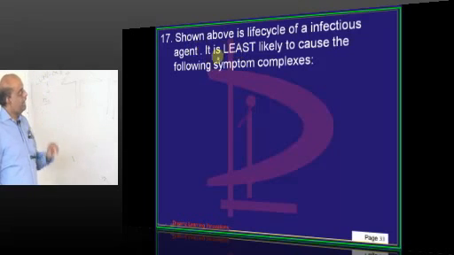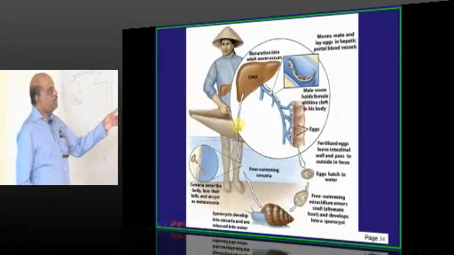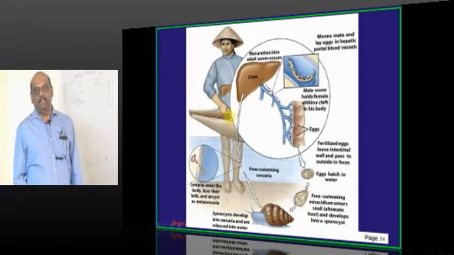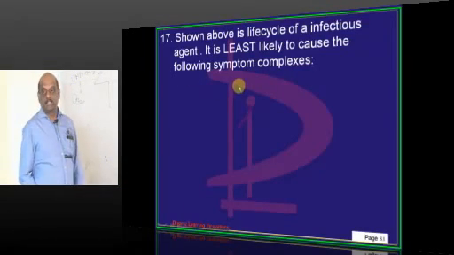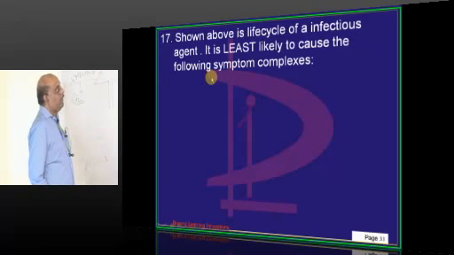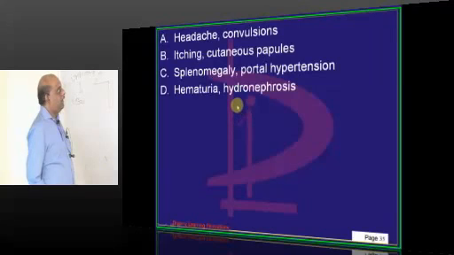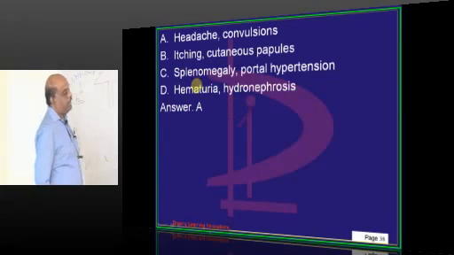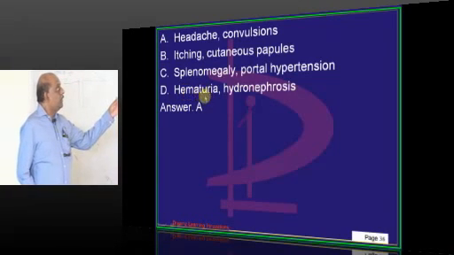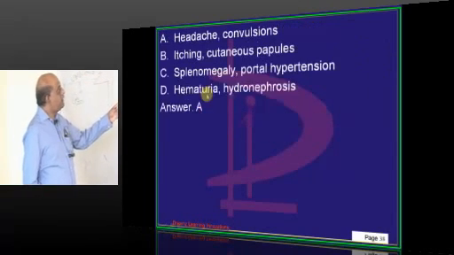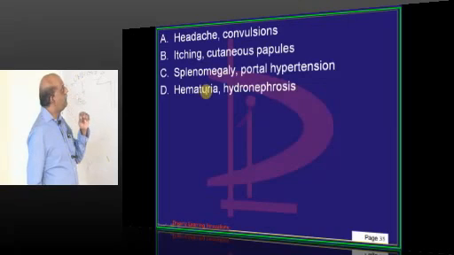What is the life cycle? What is this infectious agent? Classically, Clonorchis sinensis. And what is least likely to cause the following, what is the least likely symptom that can occur with clonorchis? So there can be, this is schistosoma, no, sorry.